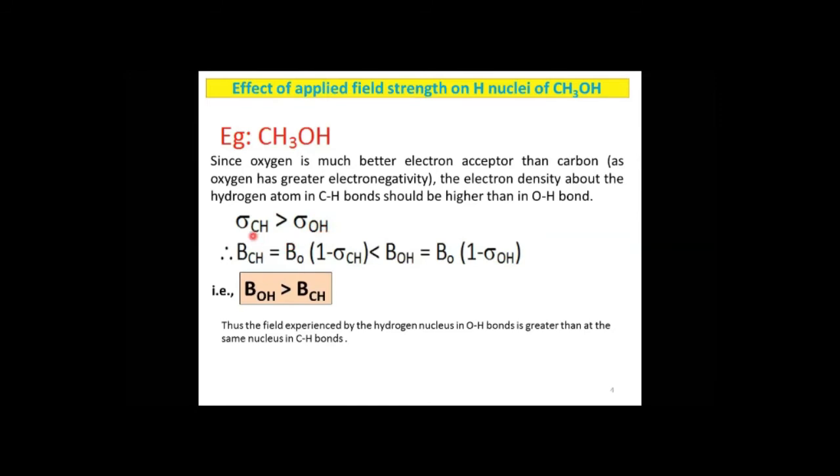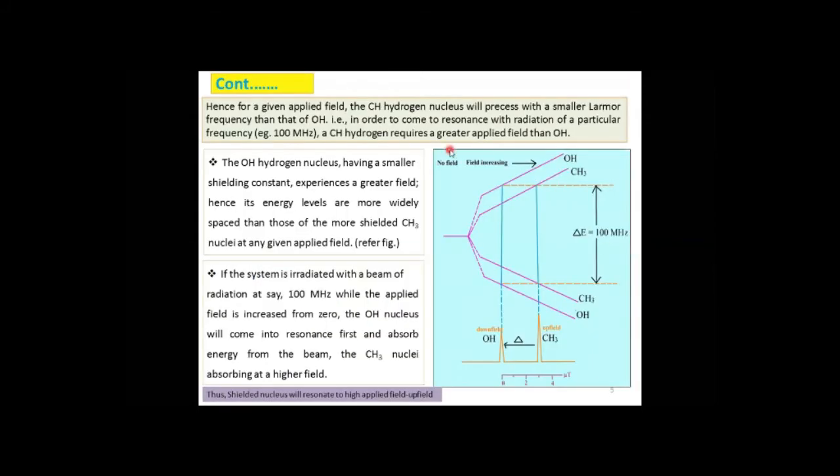So when you are substituting this in the relation, then mathematically we'll be getting a higher value of the effective field for the OH protons. So the field for the OH protons will be higher than that of the field experienced by the CH proton. So the effective field experienced by the hydrogen nucleus in OH bonds is greater than at the same nucleus in the CH bonds. So let us illustrate in the coming slide.